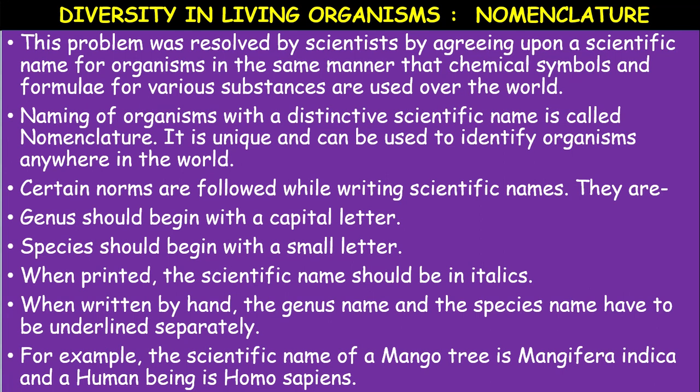For example, the scientific name of mango tree is Mangifera indica. Mangifera is the genus or specific? Genus. Indica is the specific. Scientific name includes two parts. The first portion is called the generic name and the second is called the specific name. For example, human beings, Homo sapiens. Always the generic name should be written with a capital letter and the specific name with a small letter.